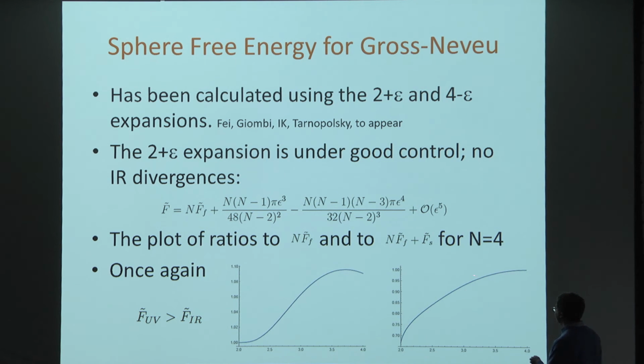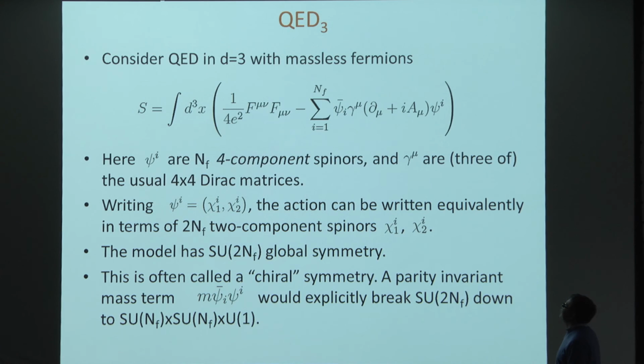And here it's always below 1, here it's always above 1. So F tilde UV is always bigger than F tilde IR. So all this evidence points to the usefulness of this thing. So now let's try to apply it to something where we don't quite know the answer.